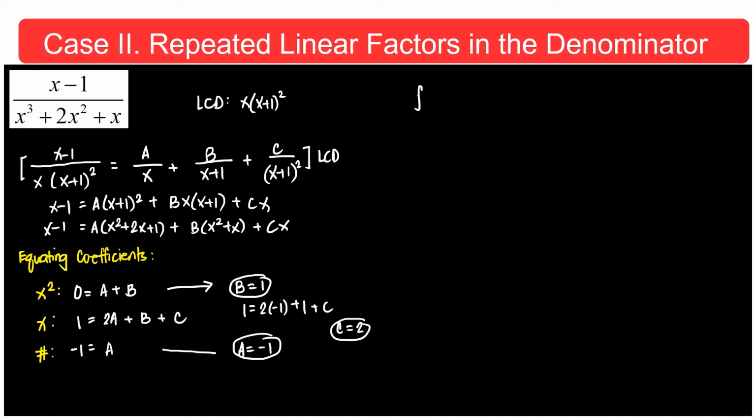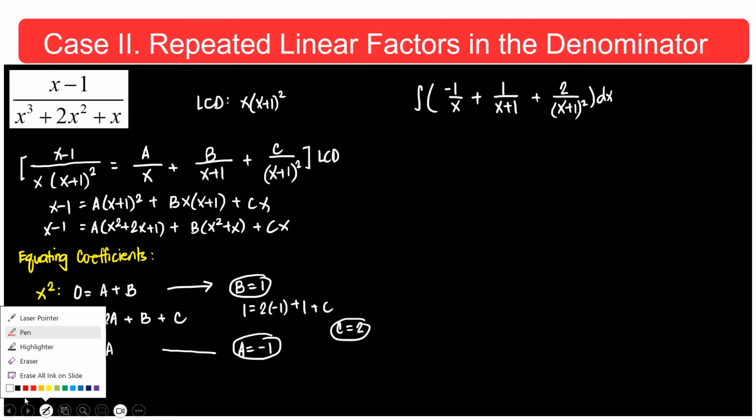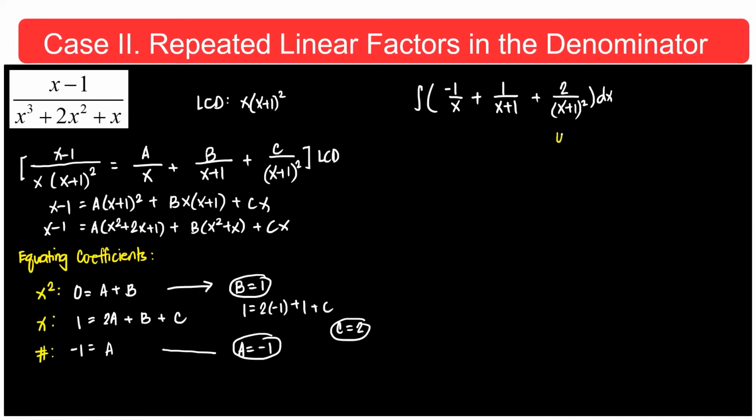So let's rewrite. That's going to be negative 1 over x. B is 1. So 1 over x plus 1. X plus 1 squared dx. So the first one, no problem. Second one, no problem. That's ln. This one, the third one. Okay. If you x plus 1 n power rule, negative 2 du is dx. It's just general power formula.